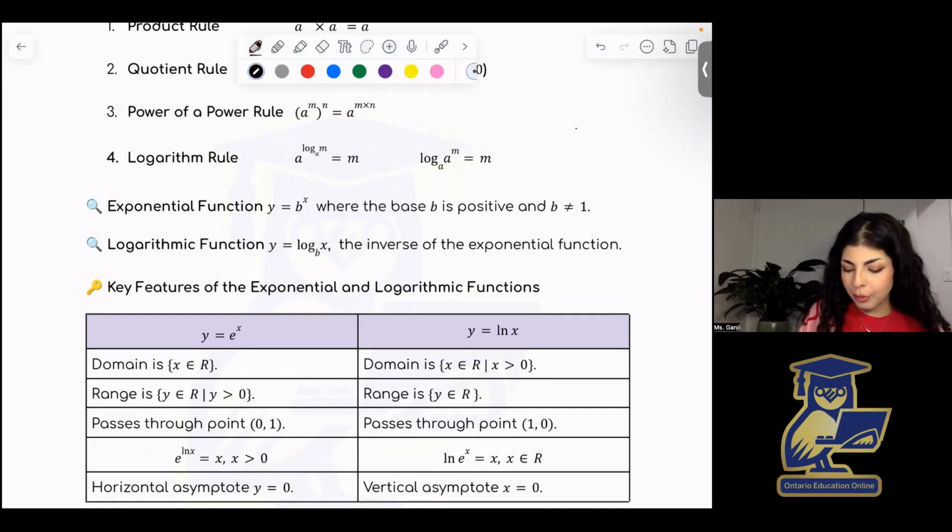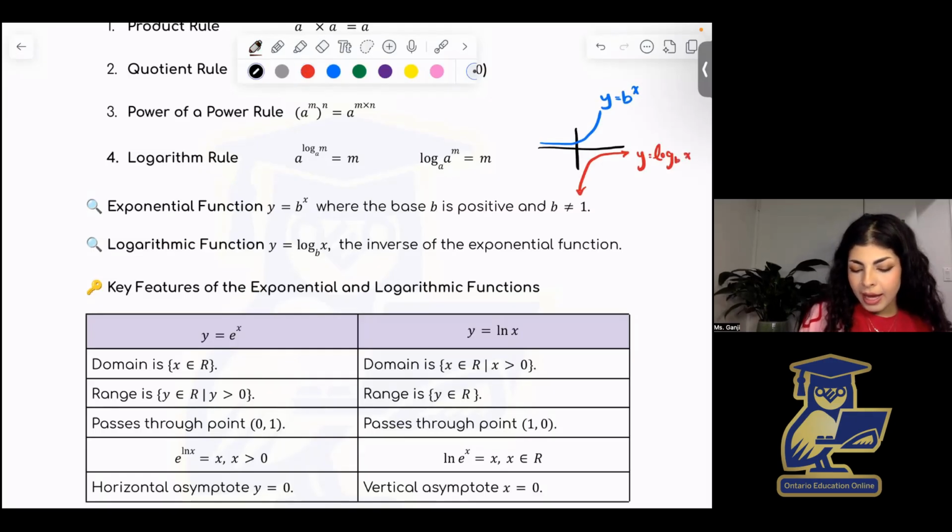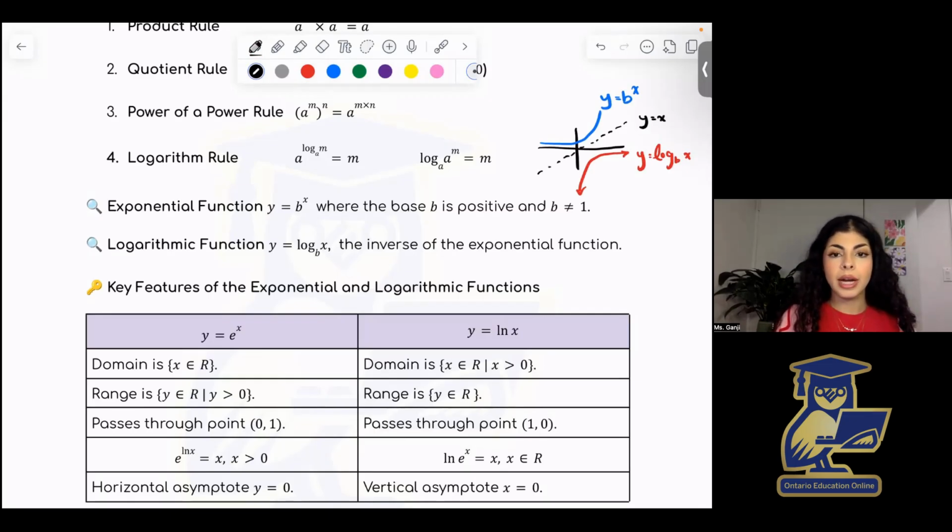And just to give you a refresher, if we have an exponential function that behaves like this, and this is y equals b to the x, then our logarithmic function will look something like this. And we have the y equals x line, which is how our inverse functions are reflected.